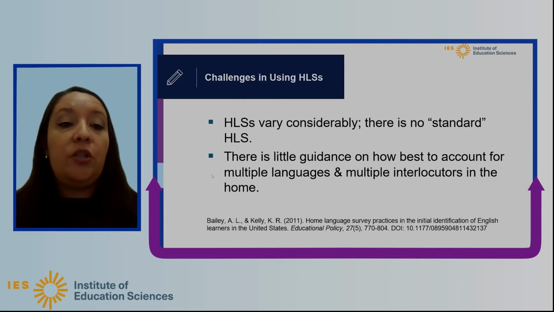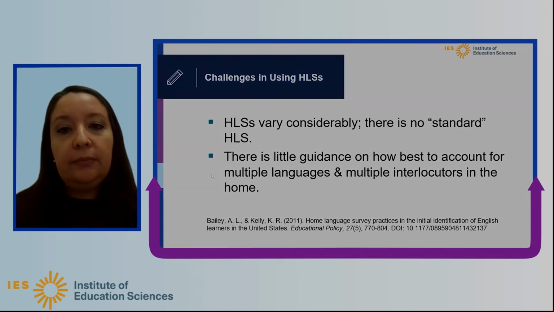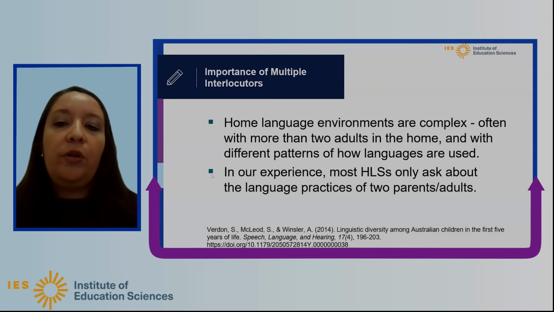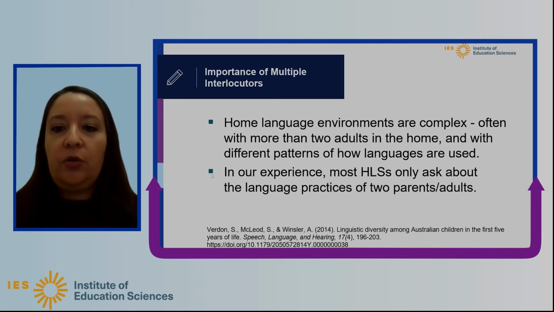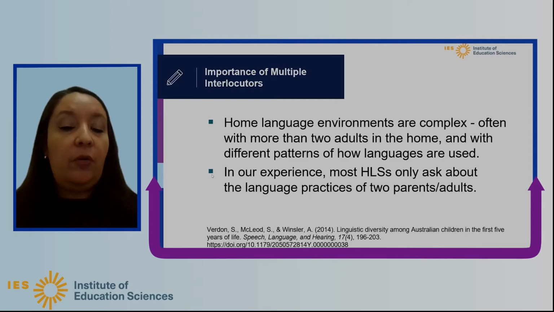In this talk, what we want to do is center on how there's little guidance on how to ask about multiple languages in the home, as well as the multiple language partners or interlocutors that a student interacts with at home. We know from the literature that home language environments are complex, and you've been hearing about that from the previous two talks. Families are not limited to having one or two adults in the home. And for families of English learners, there's often more than two adults at home, which can result in different patterns of how languages are used, which contributes to the heterogeneity of this population.